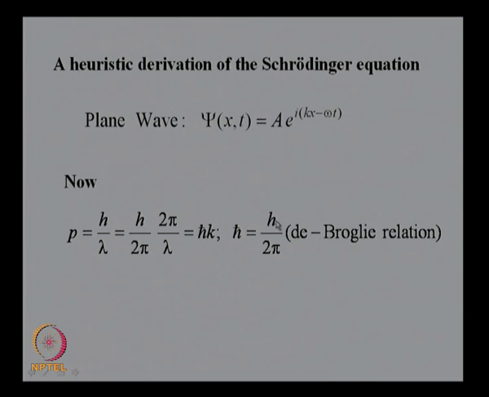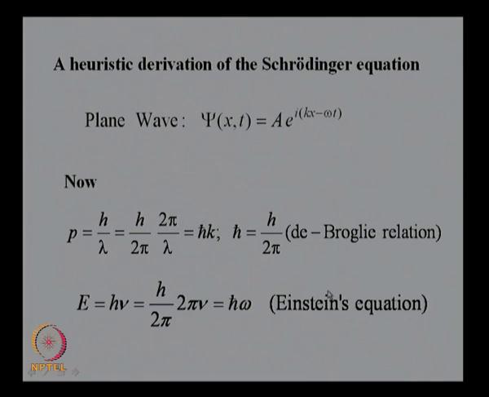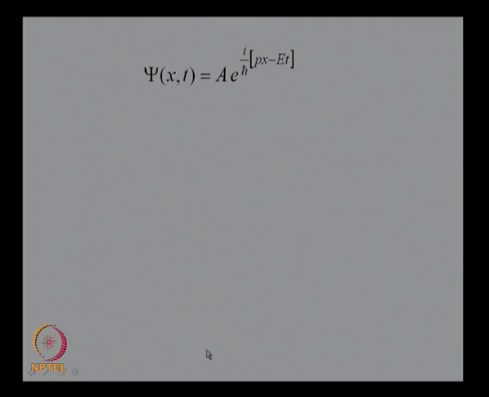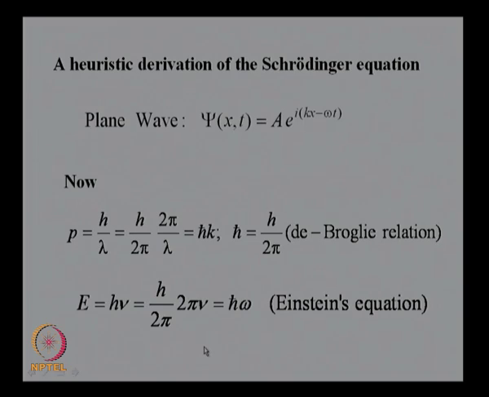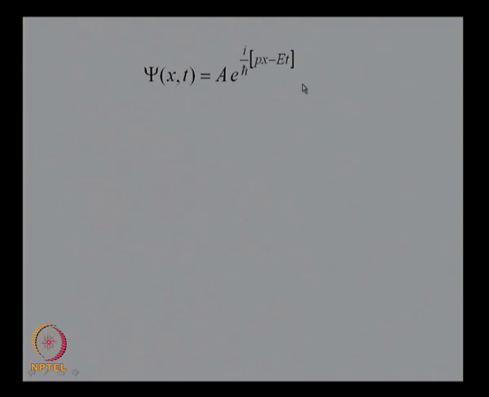So this h cross is known as the Planck's constant, and E is equal to h nu. I divide and multiply by 2 pi and I get h cross omega. So this is known as the Einstein's equation. So I substitute p and E in this equation, that is for k I will write p by h cross, for omega I will write E by h cross. So I get this.